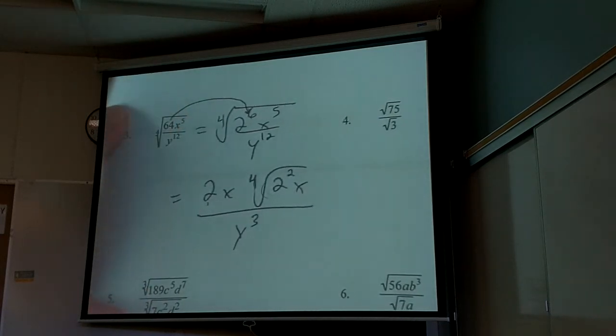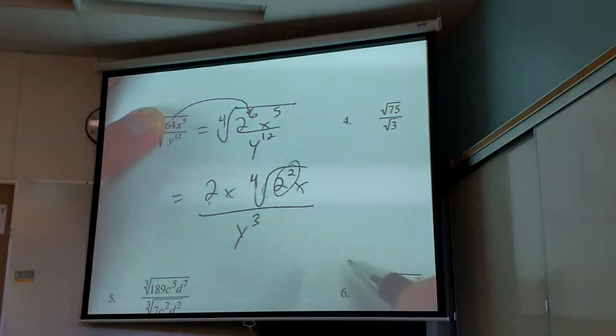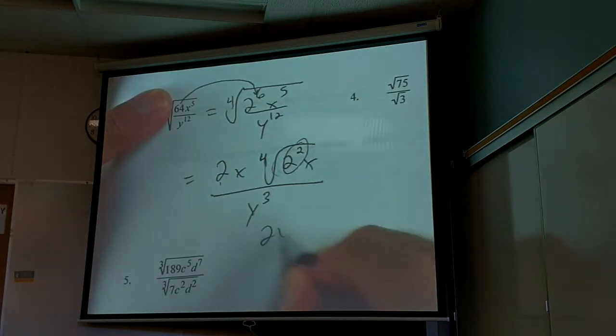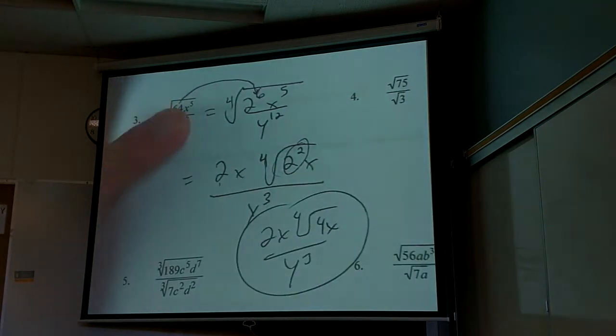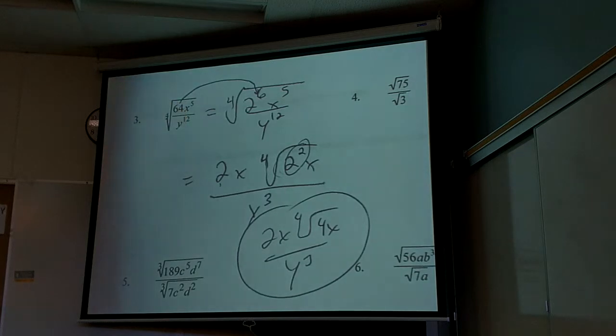The way that I had done the 64 was the way you just showed us. Yes. But it left the 4 on the inside, is that okay? Yes, that's okay. It's still just 4, right? It is 4, yeah. So the next step would be 2 times the 4th root of 4x over y cubed. Oh, yeah, because 2 squared is 4. Yeah. I like it.